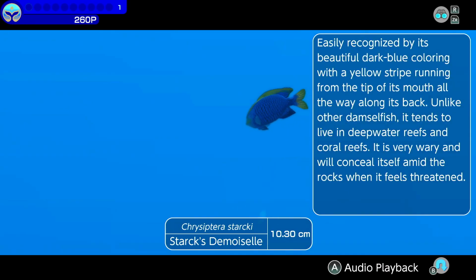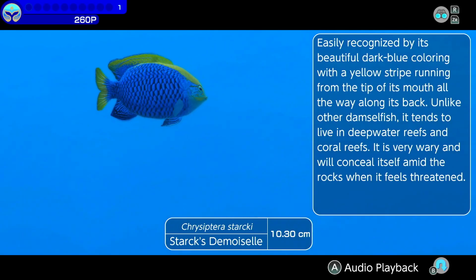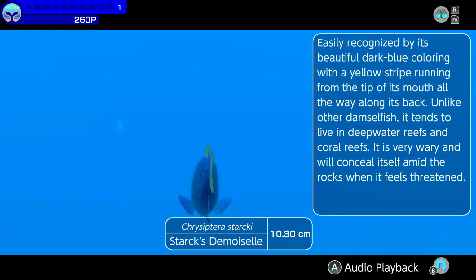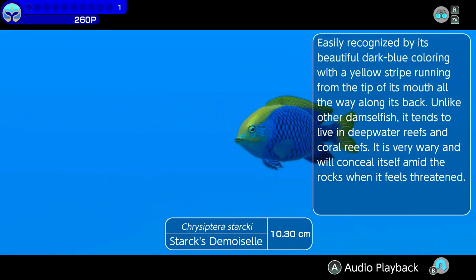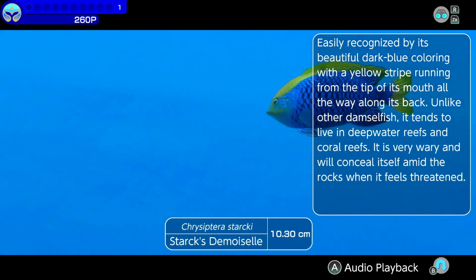Stark's demoiselle. Easily recognized by its beautiful dark blue coloring with a yellow stripe running from the tip of its mouth all the way along its back. Unlike other damselfish, it tends to live in deep water reefs and coral reefs. It is very wary and will conceal itself amid the rocks when it feels threatened.